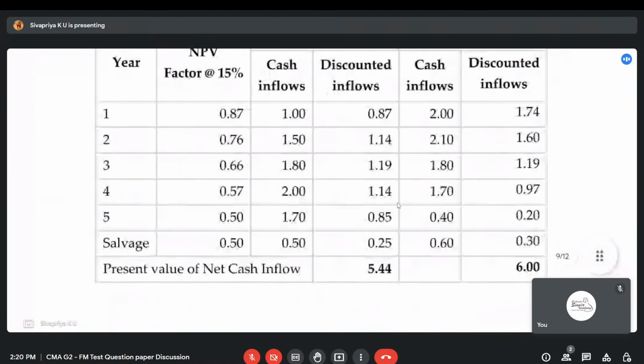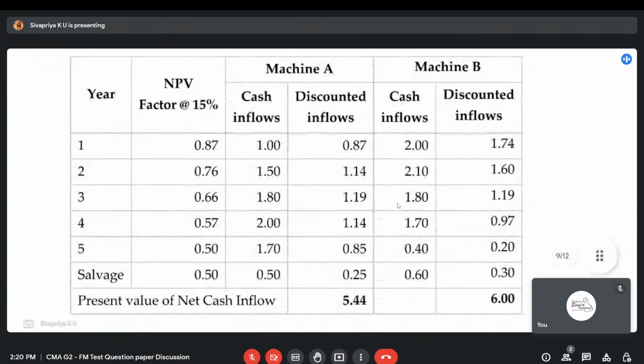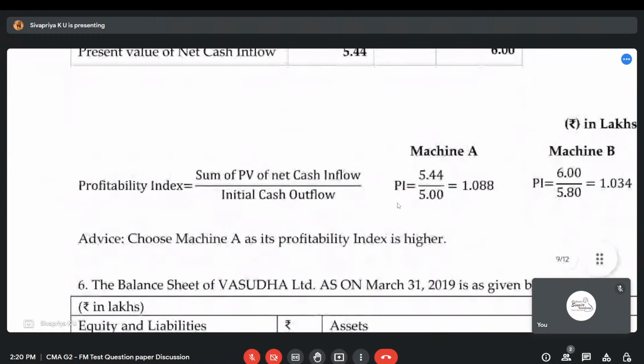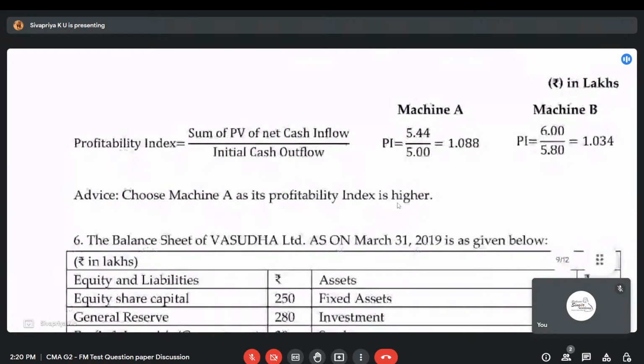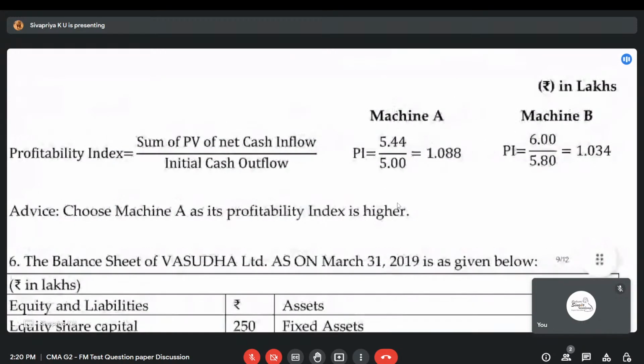Discounted value of cash inflows. For machine A it is 5.44 and for machine B it is 6. So the profitability index is A 1.088 and for B it is 1.034. So for machine A is higher. அதனால அதை நம்ம choose பண்ணிக்கலாம்.